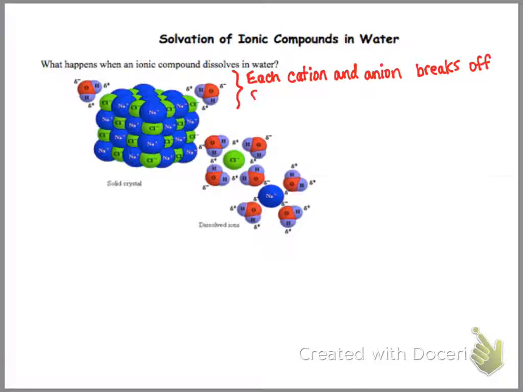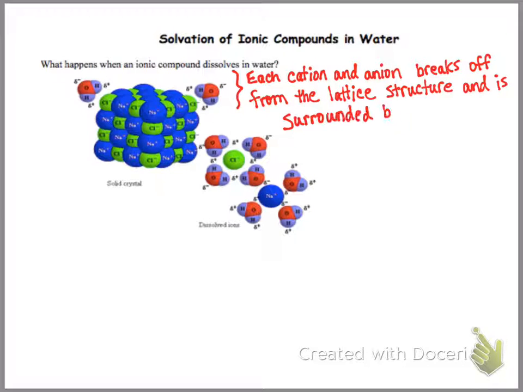So when it dissolves, each ion, each cation and each anion kind of breaks off from the lattice structure. So this is the lattice structure that it makes when it's a solid. Each ion comes apart and is separately surrounded by water molecules.